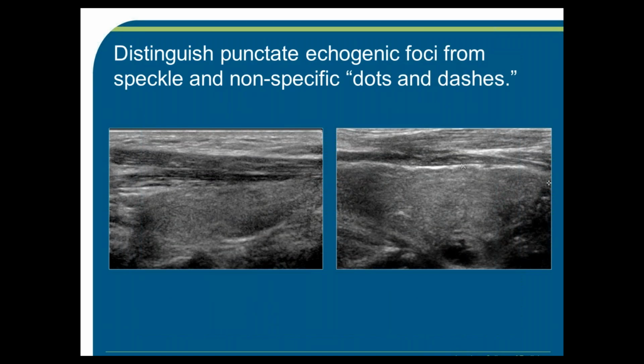However, it's important to distinguish true punctate echogenic foci from speckle, which is the pattern that we see in parenchymal organs like the thyroid that mostly results from interference, and non-specific, what I call dots and dashes. These are 2 normal or near normal thyroid glands, and you can see that I'm pointing to small dots and sometimes linear echogenic foci throughout. These are normal and should not be mischaracterized as punctate echogenic foci.